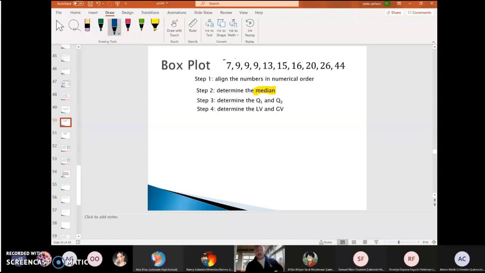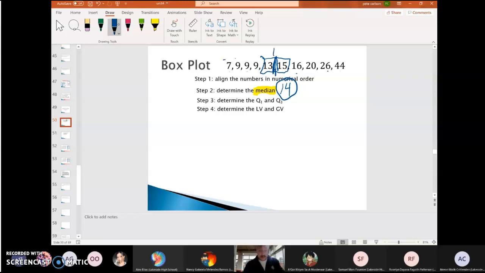We have 10 numbers. So if we have 10 numbers, 1, 2, 3, 4, 5, that means the median would be right here. You have 4 numbers here and 4 numbers here. When you have 2 numbers in the middle, you always take the average of those 2 numbers. So the average of 13 and 15 would be 14. So 14 is my median. Okay? Now, the Q1 and Q3, that's the median of each side.